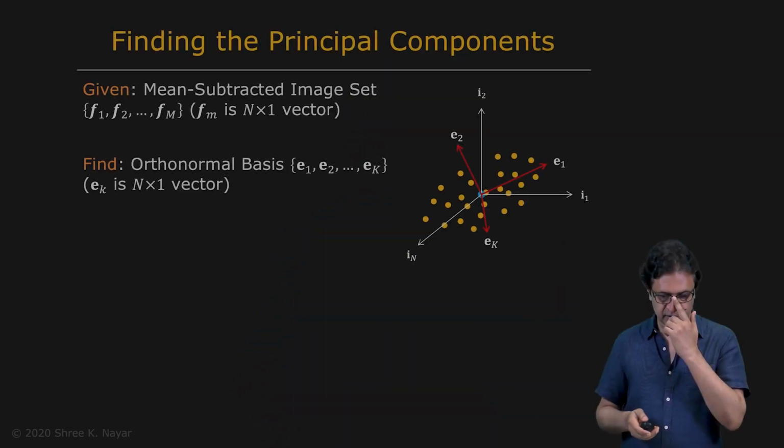We have seen how we can use principal component analysis to reduce the dimensionality of an object image set. Now let's take a look at how we can find the principal components. So here is the problem.